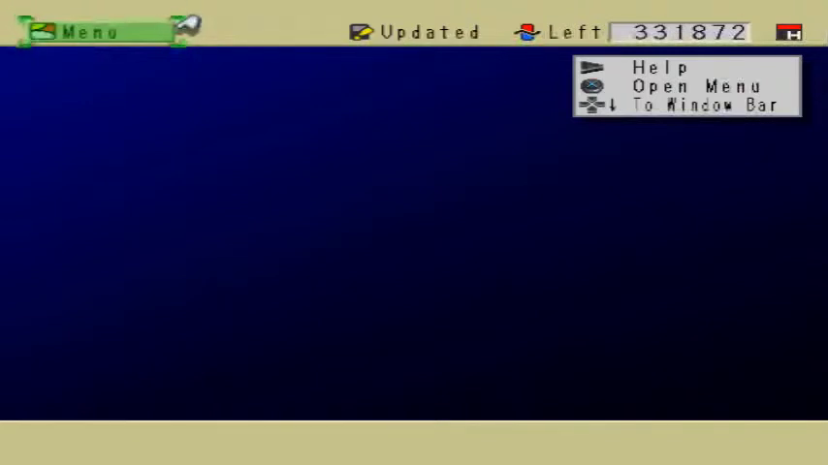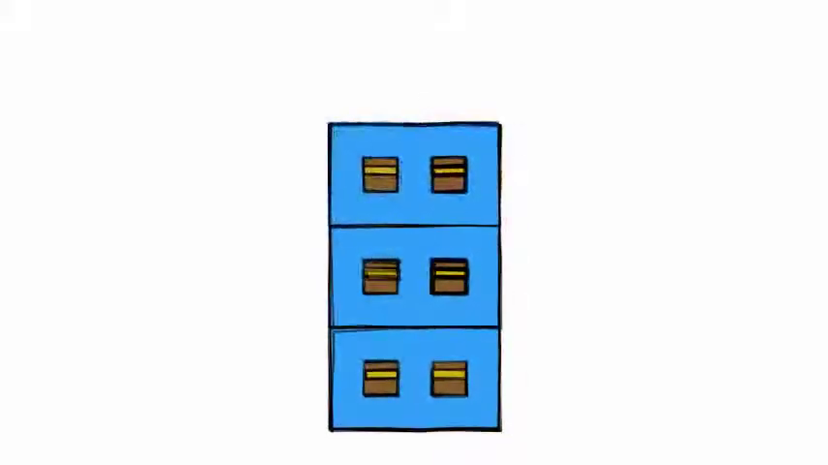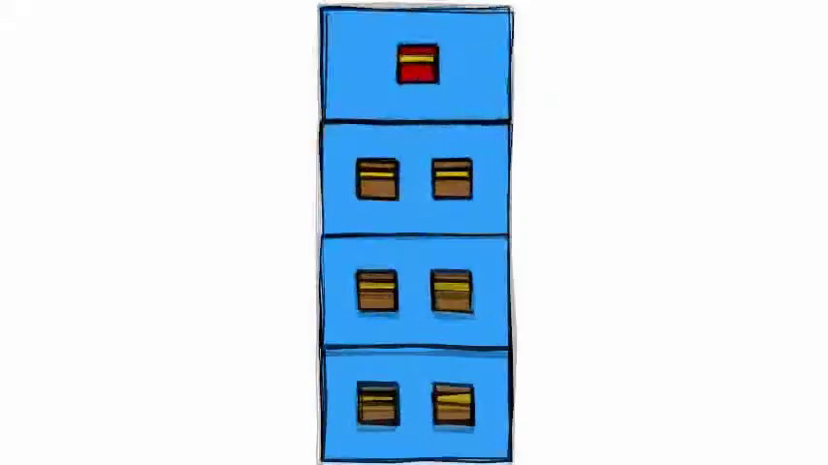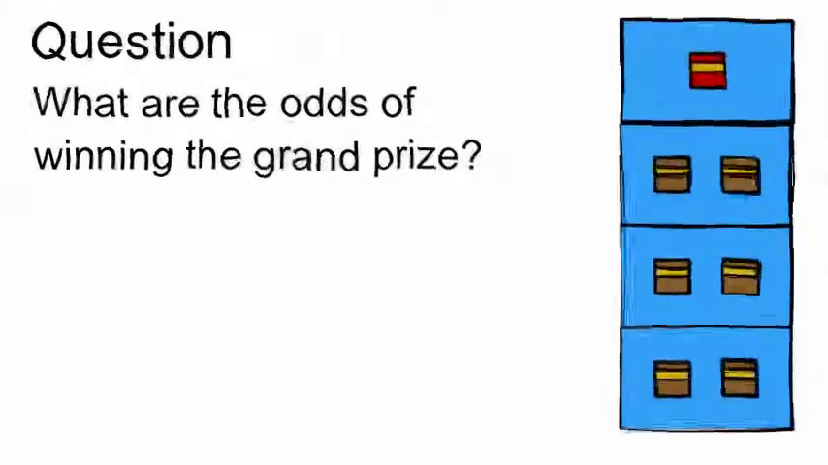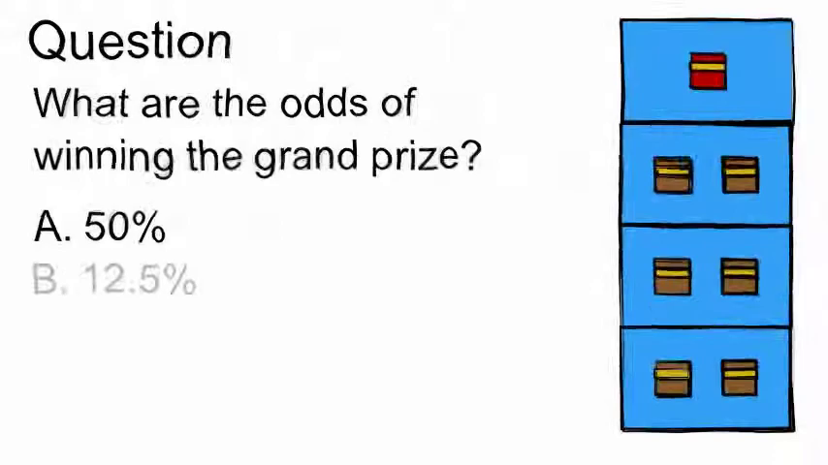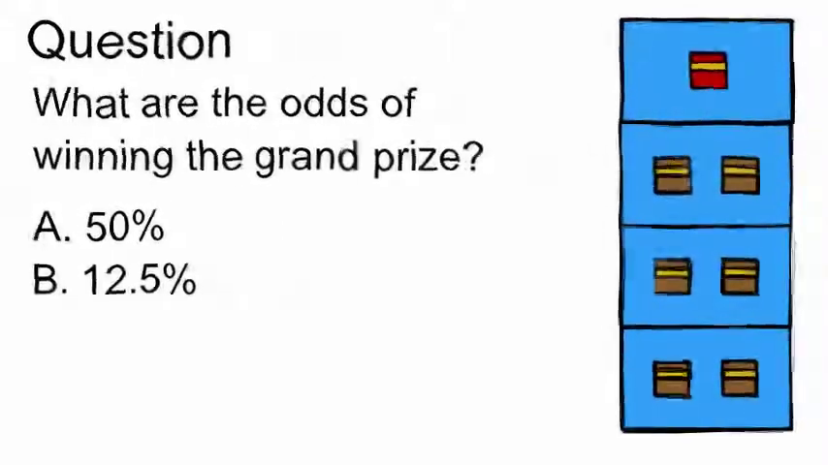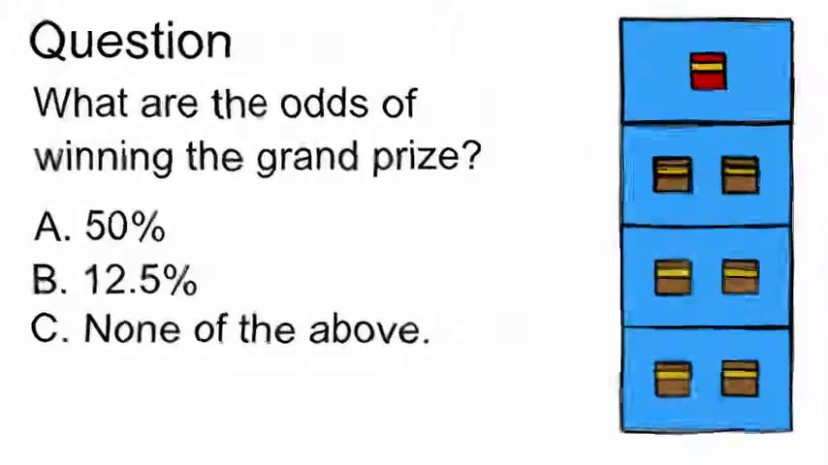Here's an illustration of the minigame with 3 chambers, each with a set of 2 treasure chests. And within one of each pair of chests lies a hidden key. There's a 50% chance you'll get a key in one of the chests in each chamber. To get to the grand prize, you must get the key in each chamber. Question: what are the odds of winning the grand prize? Is the answer A, 50%, B, 12.5%, or C, none of the above?